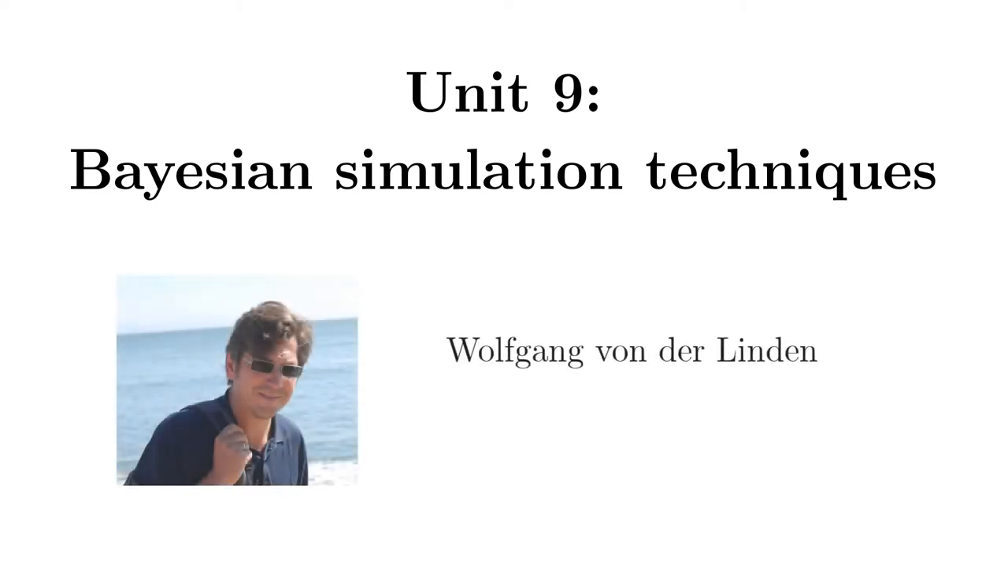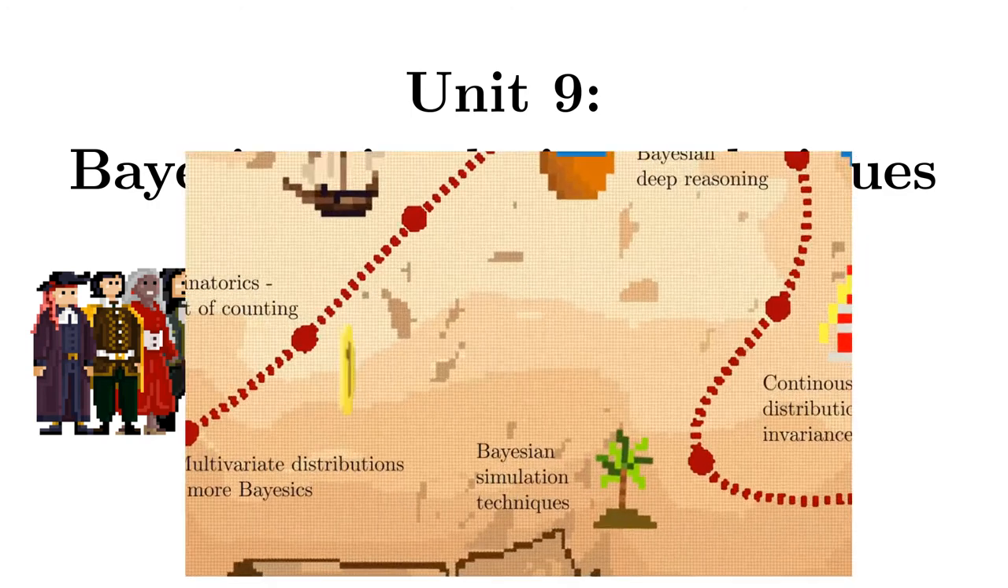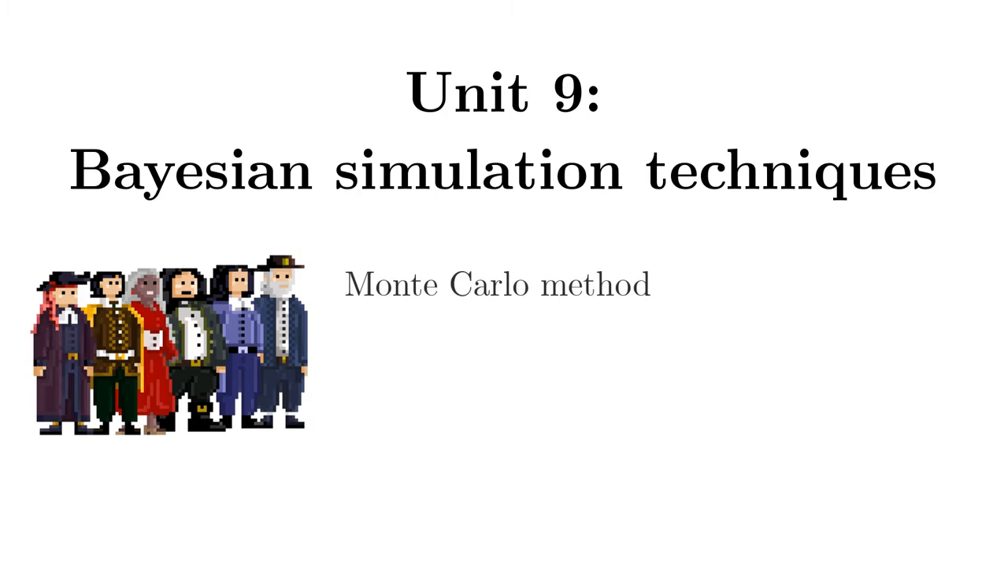Welcome to Unit 9, the last unit of this course on Bayesian probability theory. My name is Wolfgang von der Linden, and I will enable you to help Captain Bayes and her crew to get familiar with Bayesian simulation techniques. This unit is dedicated to Monte Carlo methods and efficient stochastic algorithms.